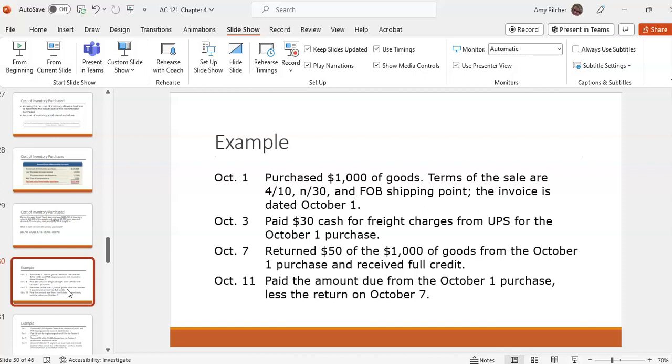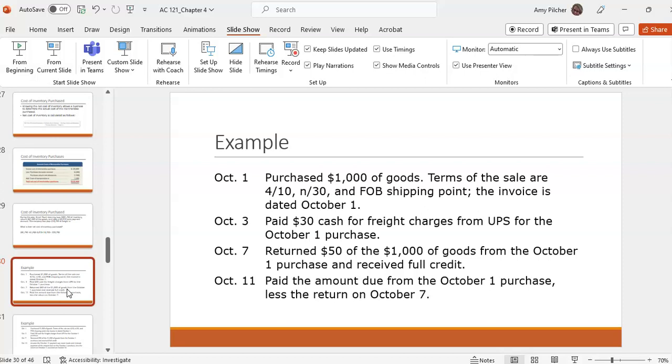On October 30th, we pay cash for freight charges for the October 1st purchase. That was FOB shipping point, so we're going to debit merchandise inventory for $30 and credit cash for $30. On October 7th, we return $50 of the $1,000 of goods from the October 1st purchase, and we receive full credit. So we are going to debit accounts payable for $50 and credit merchandise inventory for $50.